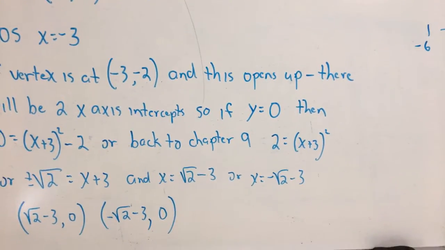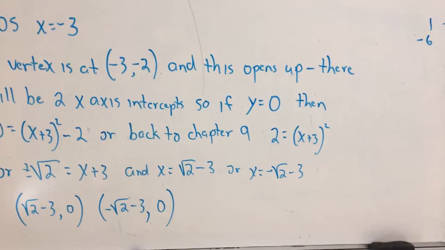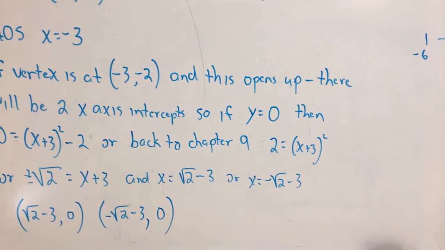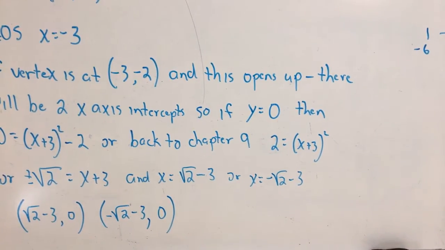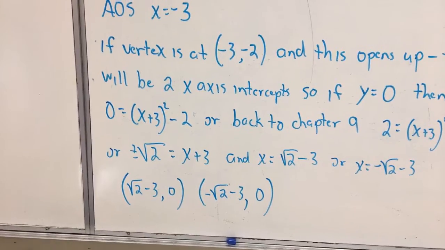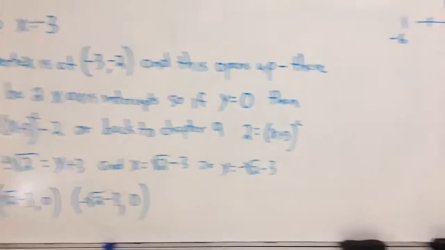So from the axis of symmetry on the x-axis, you're going to go square root of 2 to the left, which is a little over 1, and square root of 2 to the right of that negative 3. All right? So your points will look like this. That's what we got. Now let's graph it.